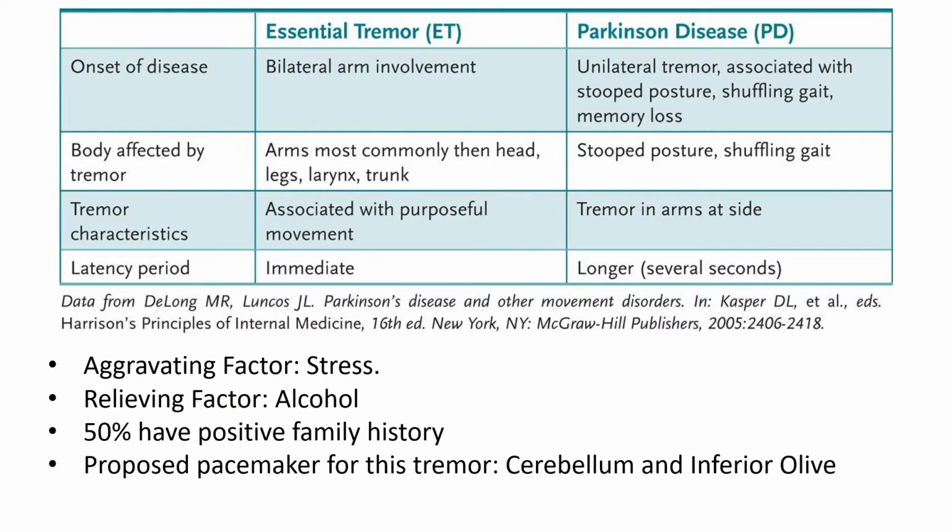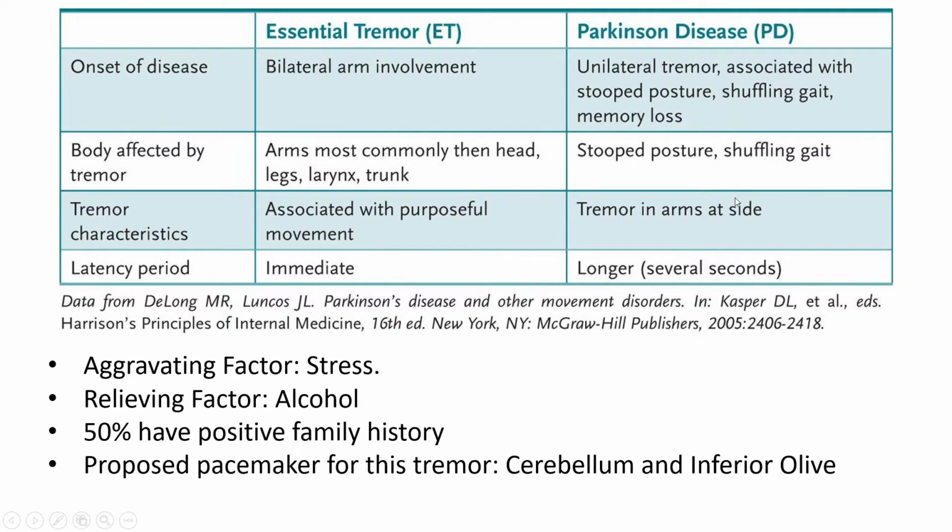Essential tremor versus Parkinson's disease tremor is a very important distinction. So basically, in essential tremor, the onset is bilateral arm involvement and mostly a postural tremor. While Parkinson's disease characteristically is asymmetrical to begin with, and it's a unilateral tremor associated with stoop posture, shuffling gait, and memory loss. And the tremor characteristic is that it is associated with purposeful movements, right? Because it's a simple kinetic action tremor, right?